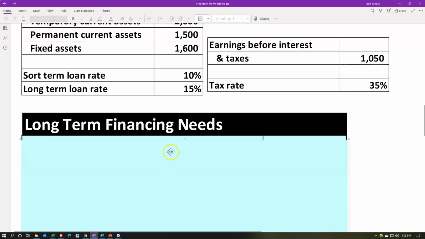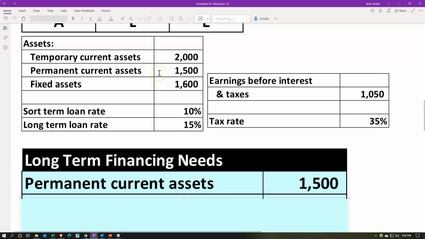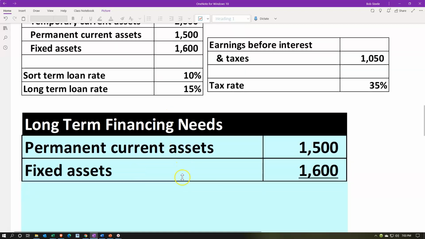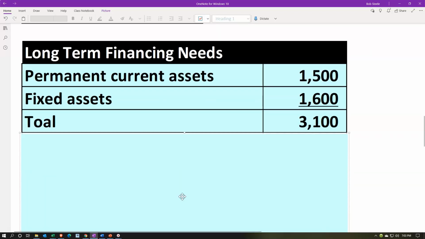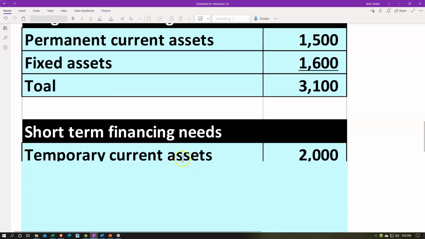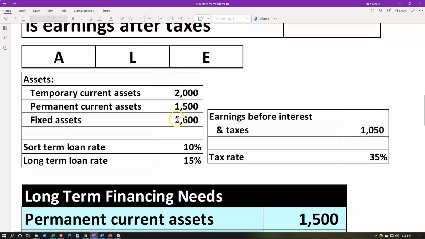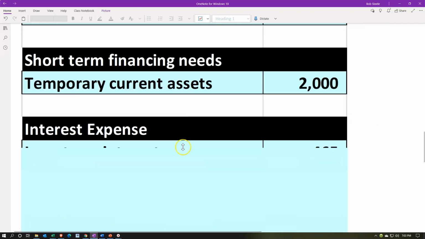So let's take a look at the long-term financing needs. The permanent current assets are that 1,500. We're going to say the fixed assets are that 1,600. That gives us a total of 3,100, which is for our long-term financing needs. We're going to add those together. Then the short-term financing needs are just that 2,000. So we're breaking out the 2,000, which are the temporary current assets, for short-term financing, and adding these two together for the long-term financing. Then we can think about our interest expense.